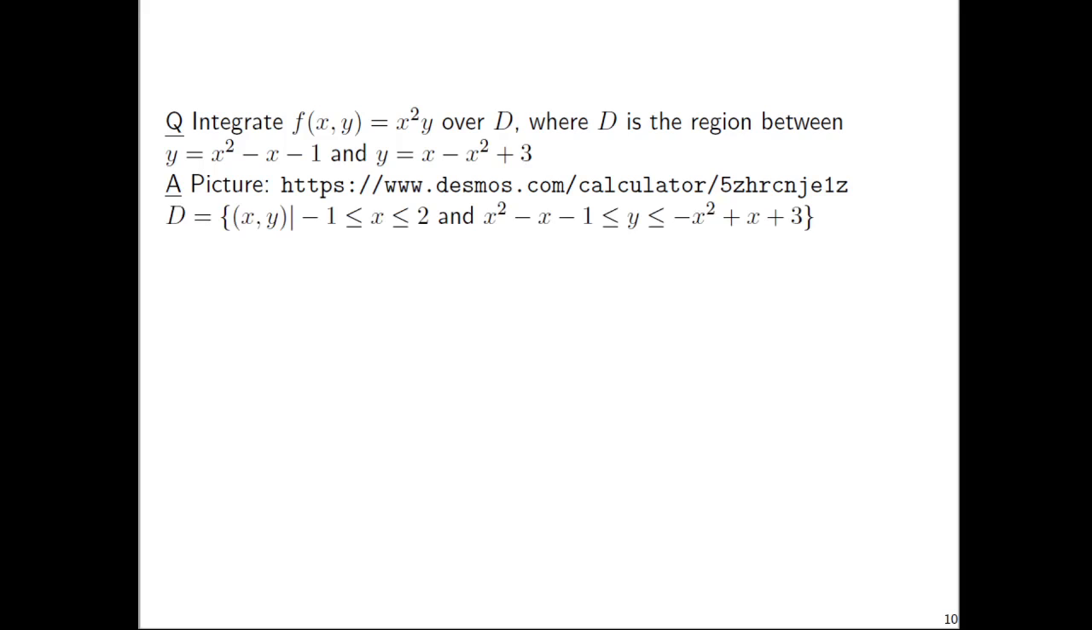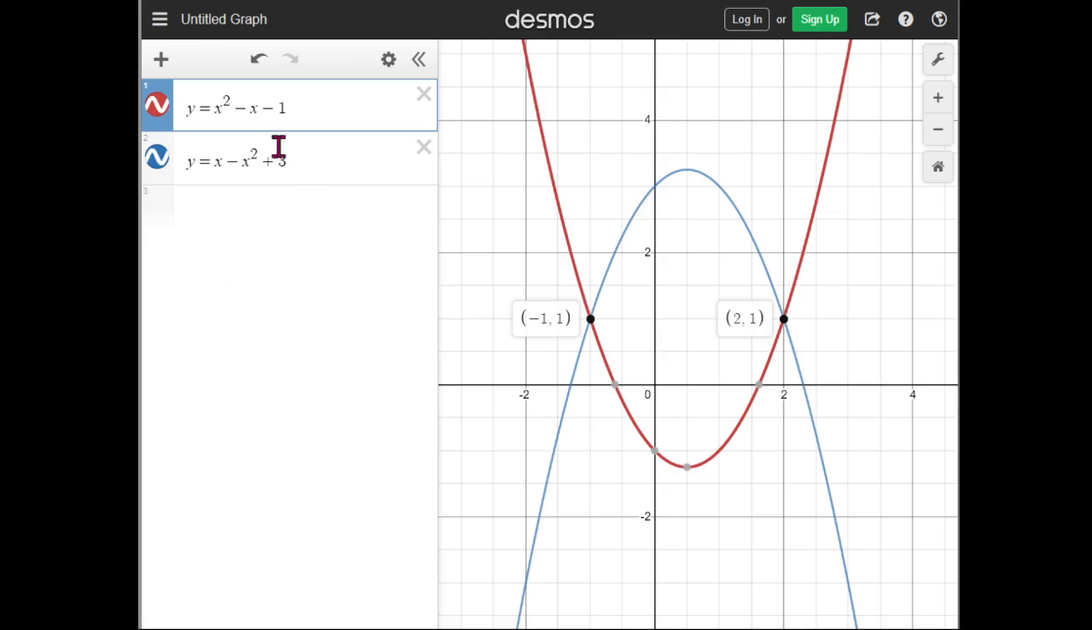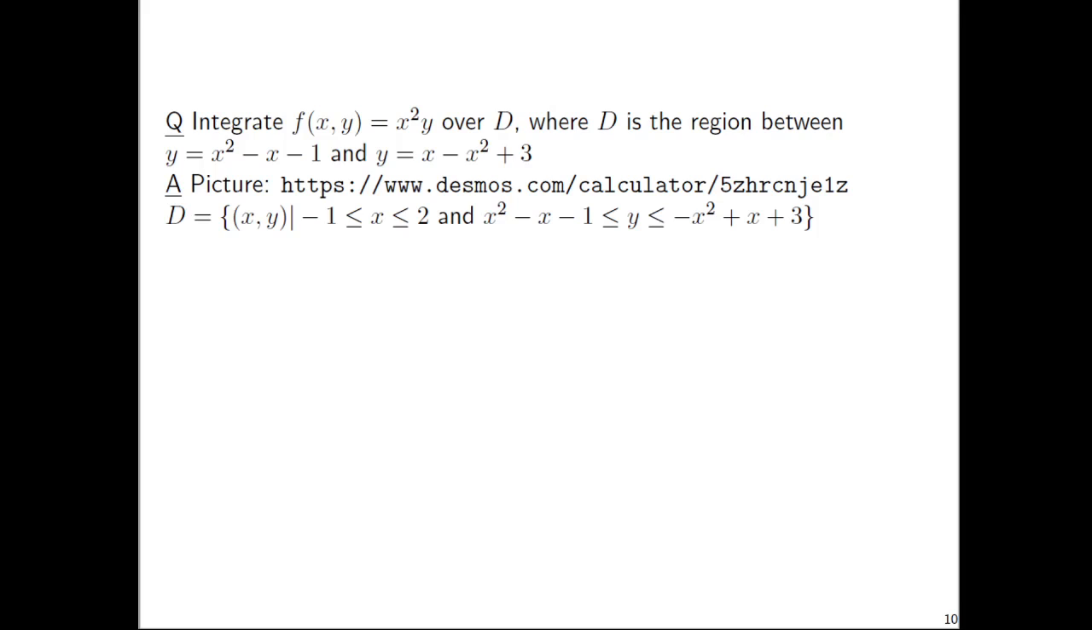So this is going to be x from -1 to +2, and as we just saw in the picture, at least for the region we want, x squared minus x minus 1 has a smaller y value, so that is less than or equal to y, which is less than or equal to -x squared plus x plus 3. I just shuffled the order of the terms. So let's set up that integral.